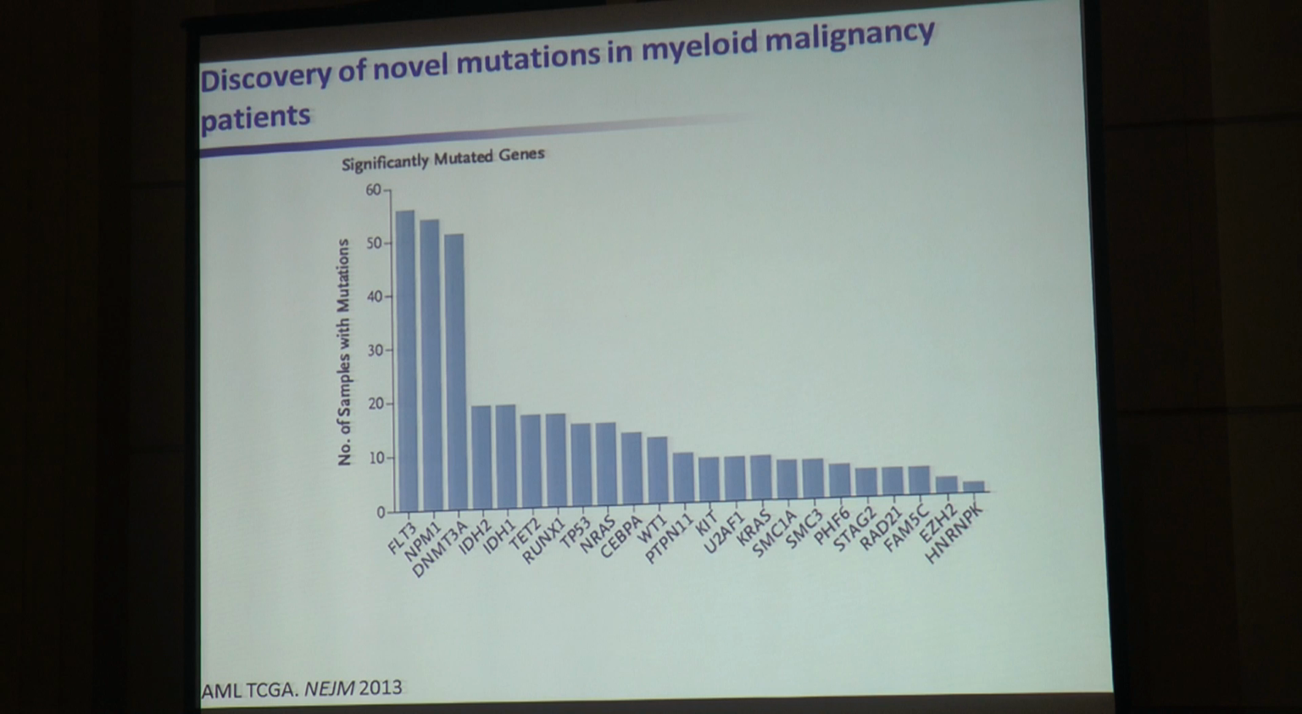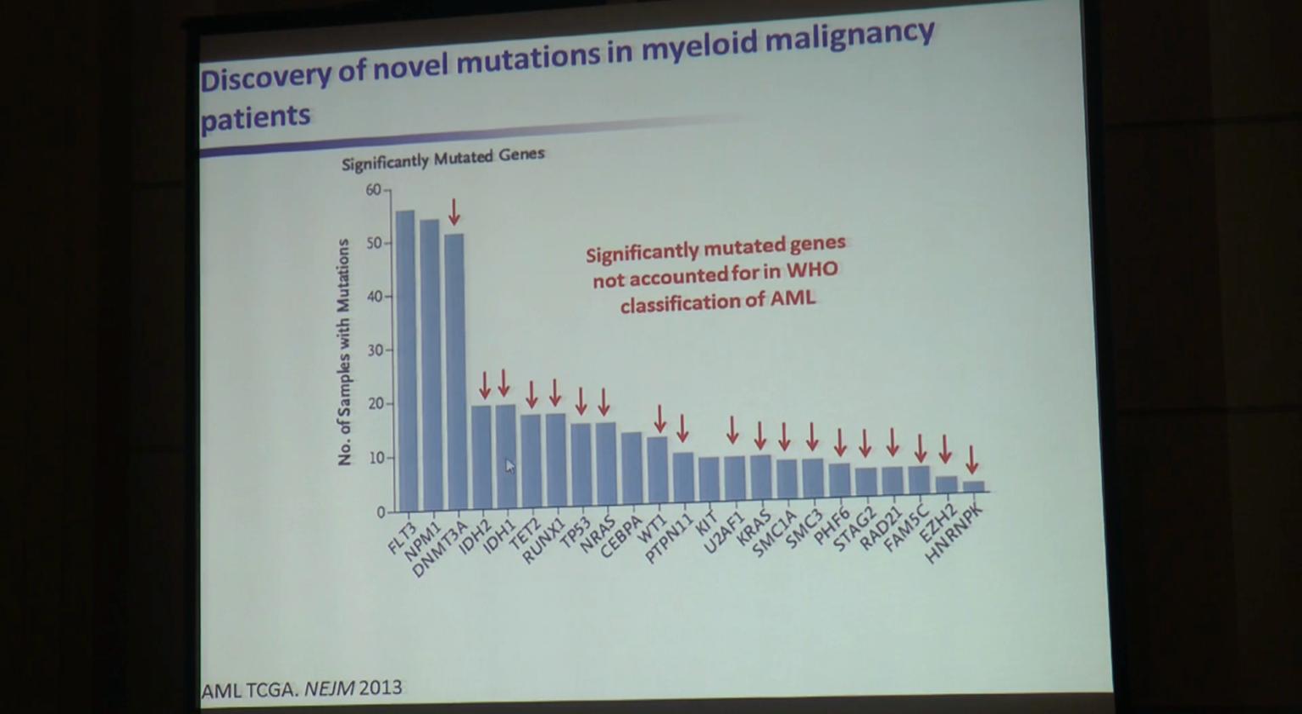So this is a histogram of mutations in AML that comes from the Cancer Genome Atlas, published a couple years ago. And so what you can see is mutations in FLT3, NPM1, and DNMT3A are all very common in AML. And at the moment, everything shown here in red is a significantly mutated gene in AML that's actually not accounted for in our most up-to-date WHO classification of AML. So there are a lot of genetic alterations in AML that are common, which we don't think about clinically at the moment, at least in our guidelines for how to think about AML patients.